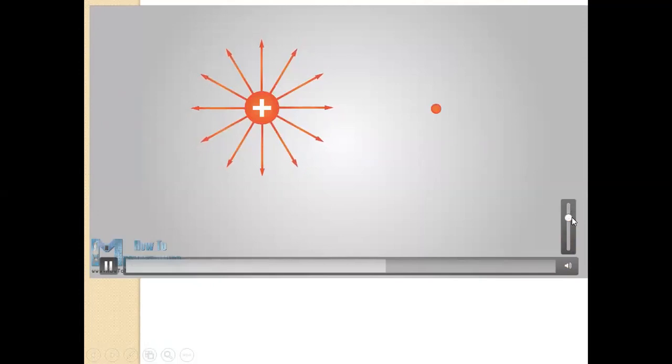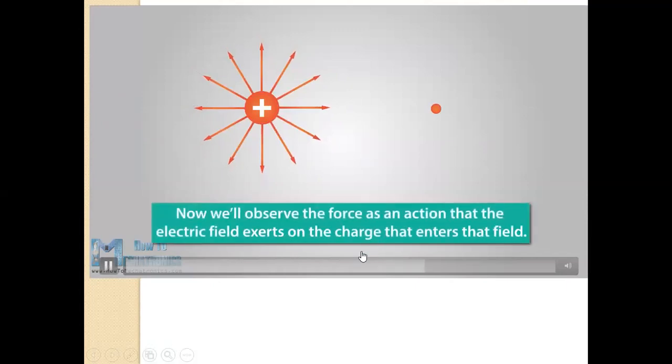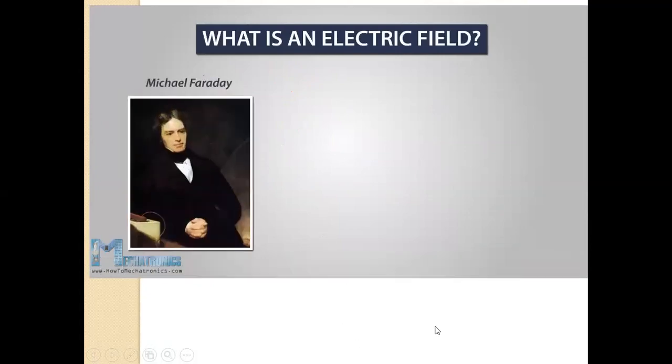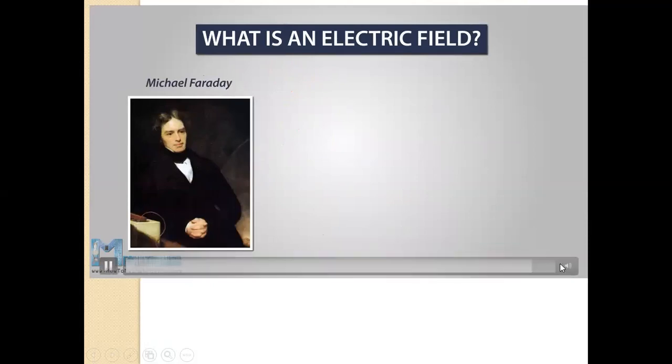Now we will observe the force as an action that the electric field exerts on the charge that enters that field. So, what is an electric field? Michael Faraday was a British scientist and was the first person to introduce the concept of electric field. A field can be any quantity that can be given a value at all points in the space around the source of the field, or a region of influence.